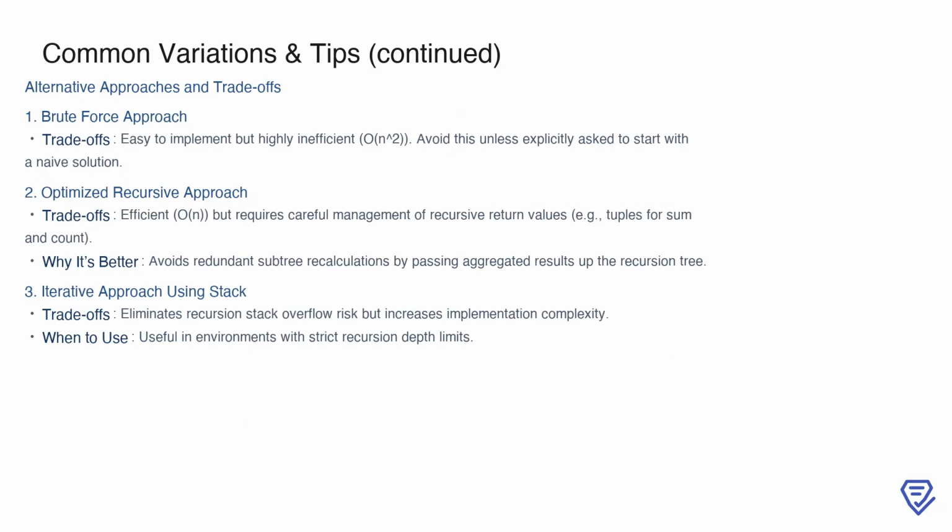When considering alternative approaches, the brute force method is often a starting point. While it's straightforward to implement, it's highly inefficient with a time complexity of n squared. This approach is only suitable when explicitly asked to begin with a naive solution. A more efficient option is the optimized recursive approach, which reduces the time complexity to n by avoiding redundant calculations. This method passes aggregated results, like sum and count, up the recursion tree. However, it requires careful management of recursive return values, often using tuples.